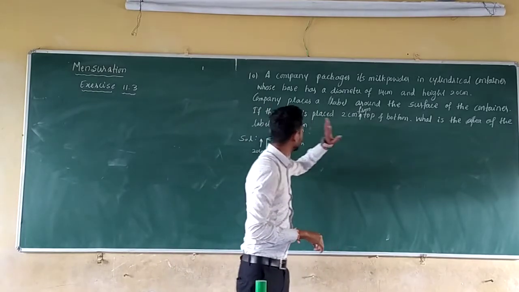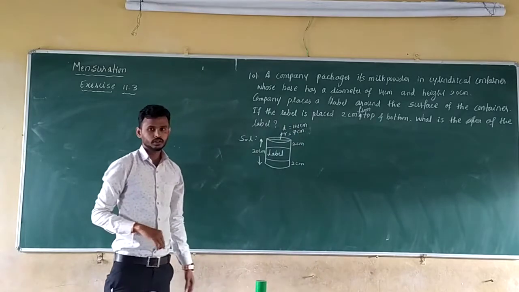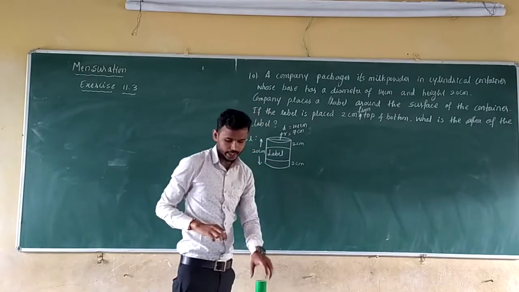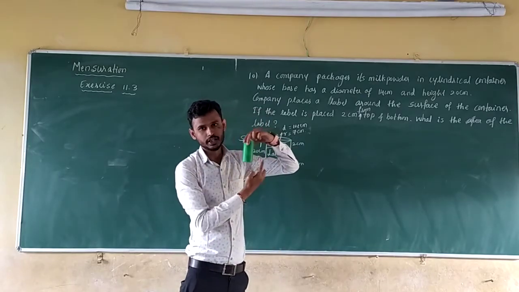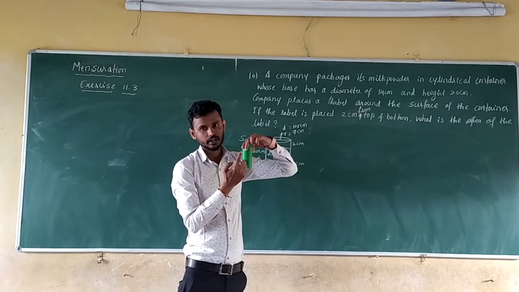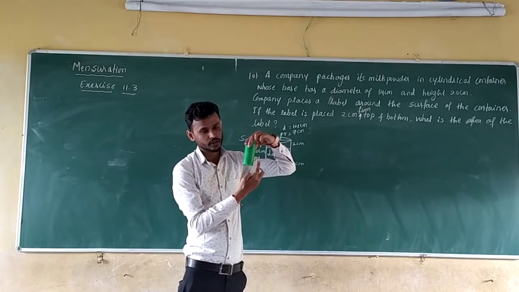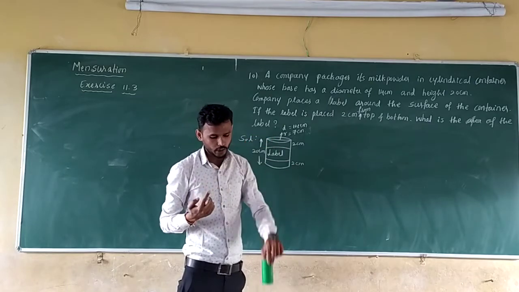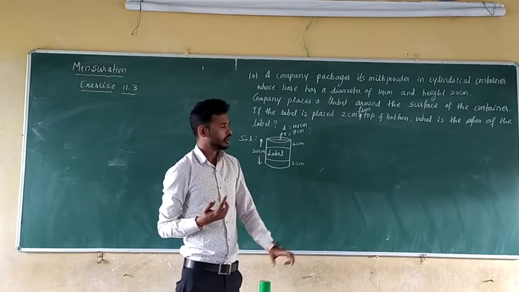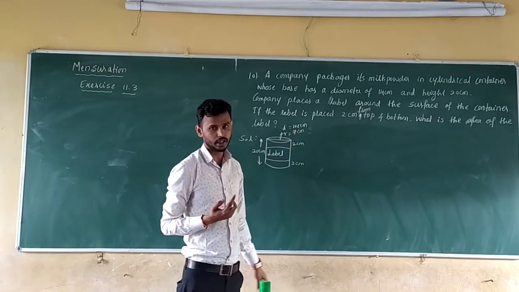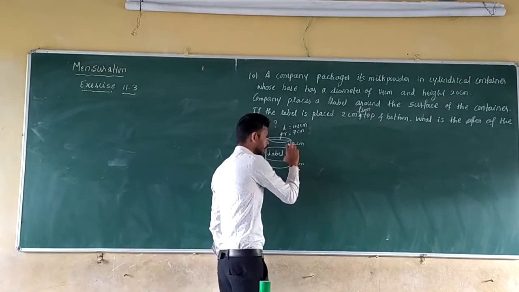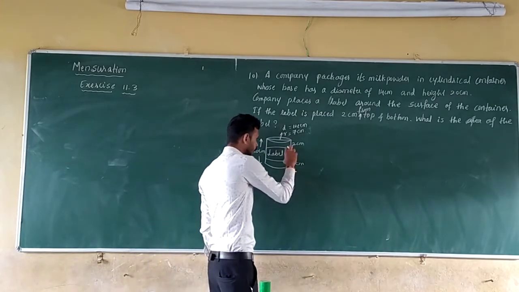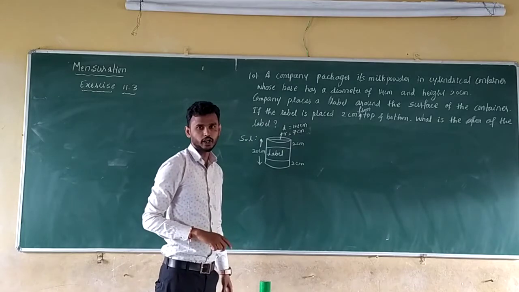What is the area of the label? For finding the area of the label, it is stuck around the cylinder, means the container. That means curved surface area. So we need to find the curved surface area of the label. For that, what do we need? Radius and height. The radius they have already given, 7 centimeter, but we need the height of the label only. They have given the total height of the container, but we need the height of the label. So how will we find the height of the label?